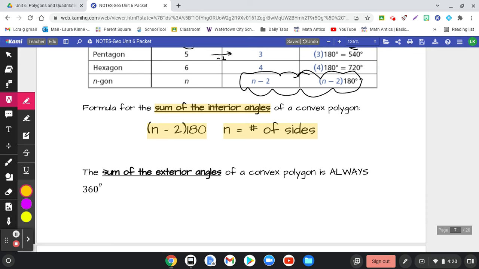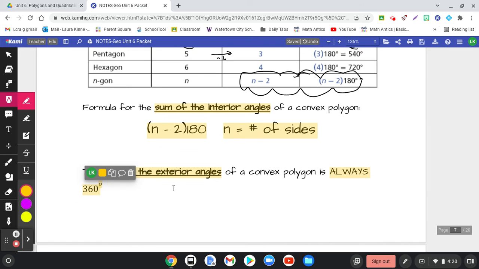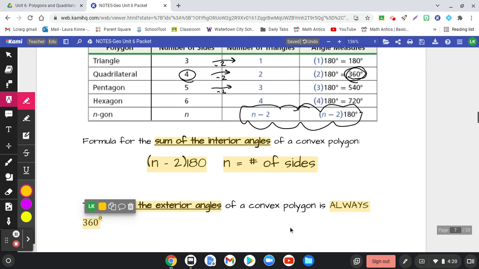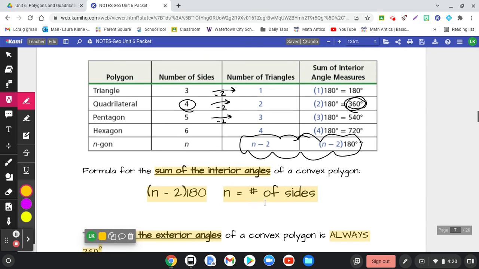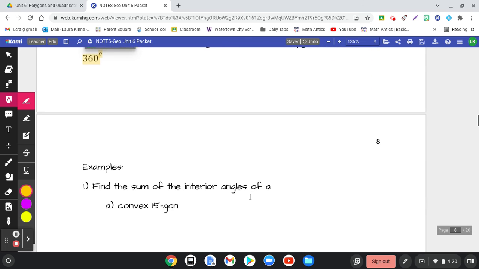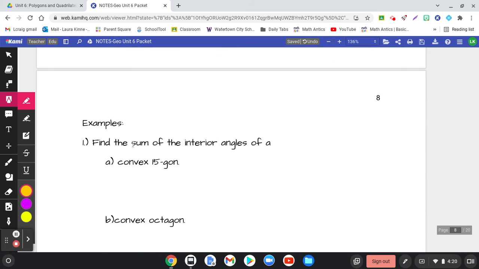For the sum of the exterior angles, it's easy. It's always 360 degrees. So no matter how many sides you have, the sum of the exterior angles is always 360. But with interior angles, think about how many triangles you can make and then decide. So just subtract 2. So for this next one, find the sum of the interior angles.